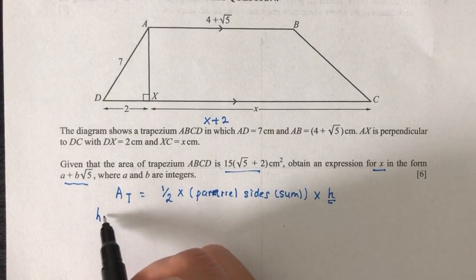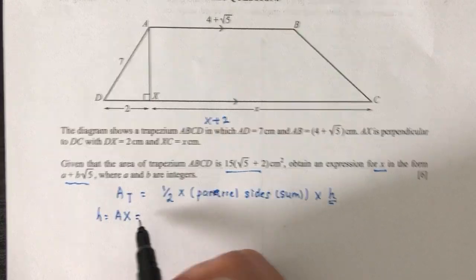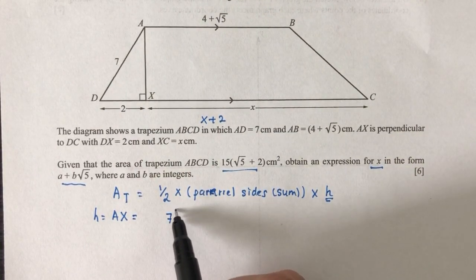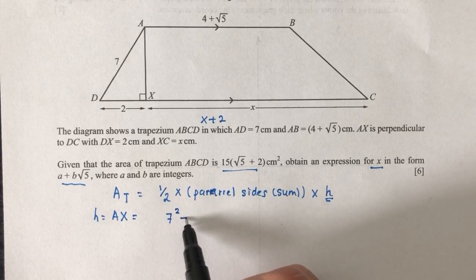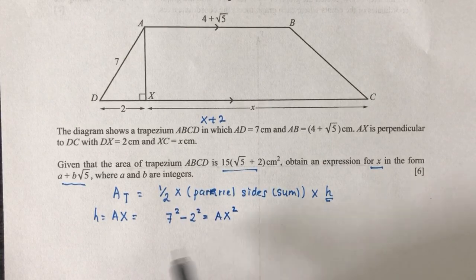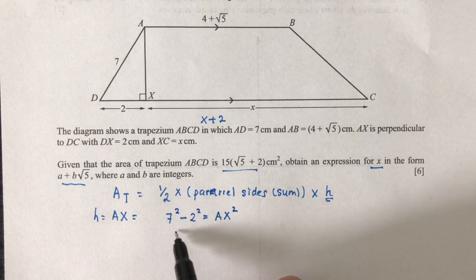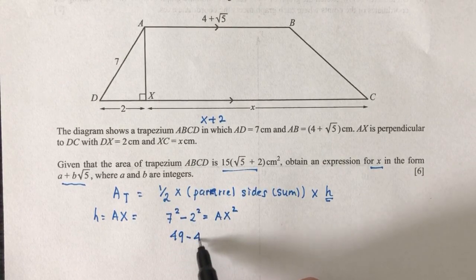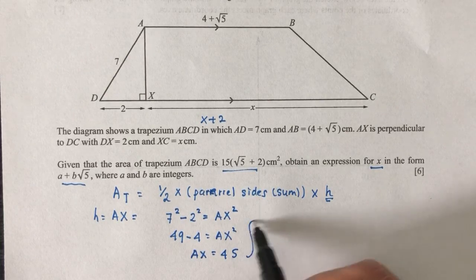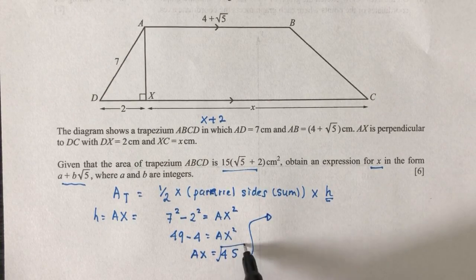So the height here is AX, and the way we find this is by the Pythagoras Theorem. We have 7 squared minus 2 squared is equal to AX squared. So that will be 49 minus 4 equal to AX squared. So AX equals square root of 45. That will be the height.